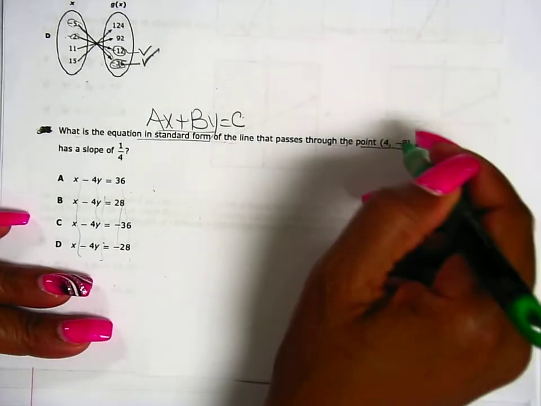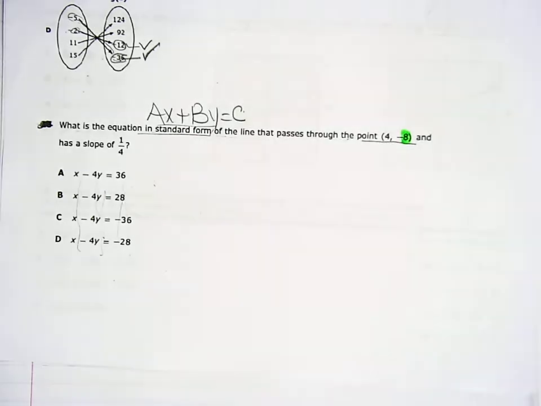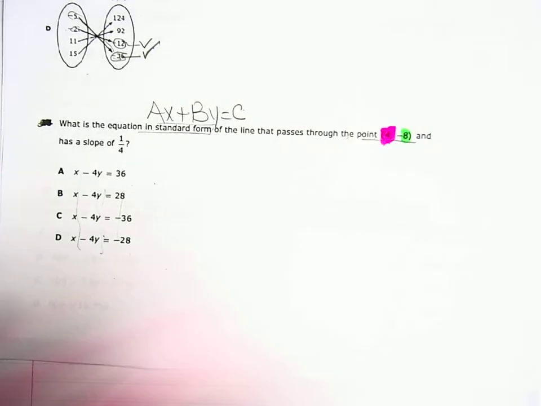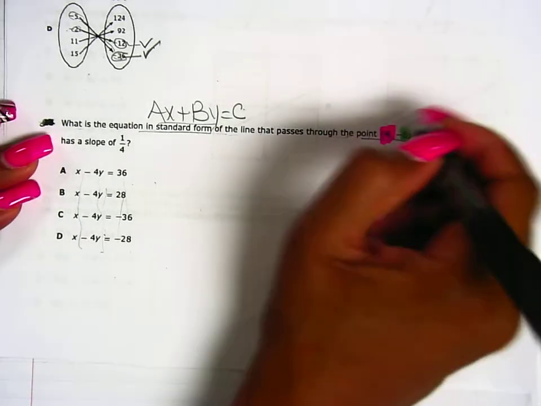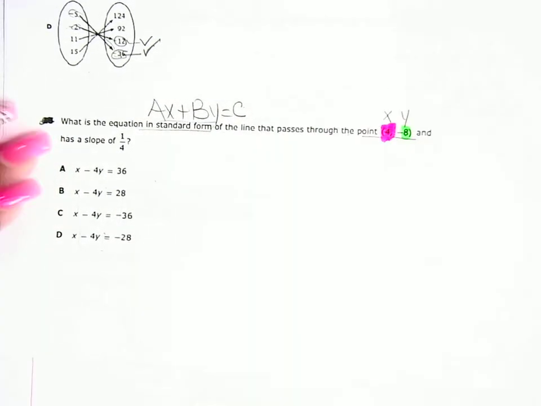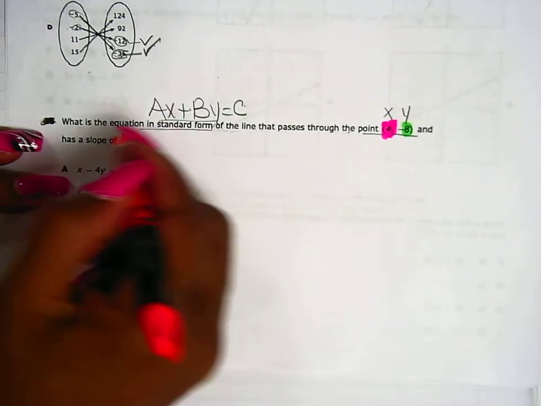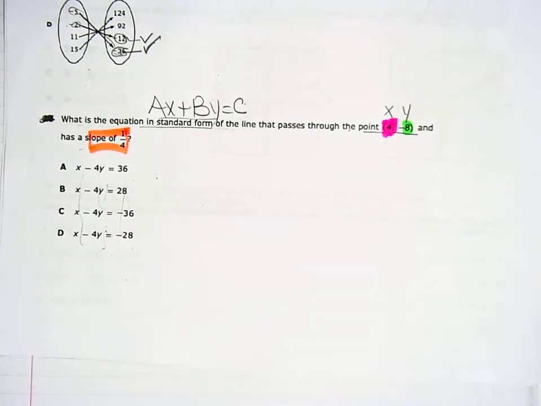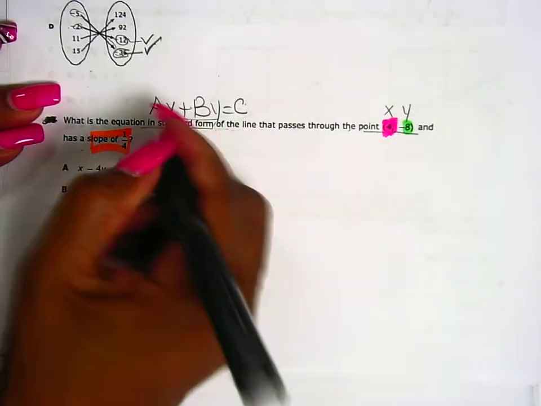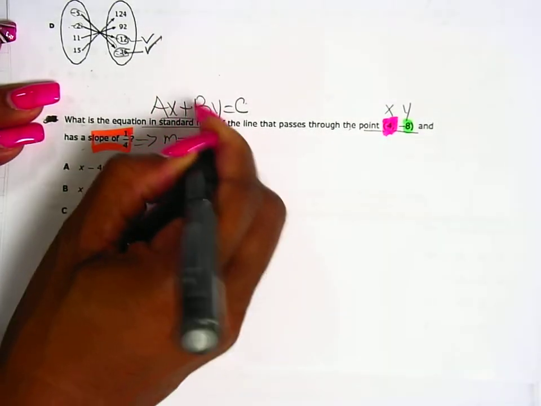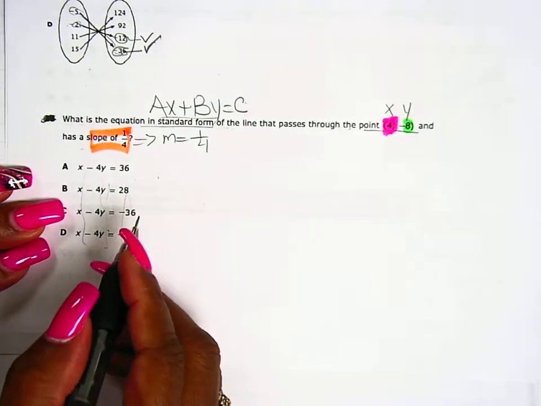So you probably say, what does that mean? That means they gave me a Y and they gave me an X. And the people who look at my videos and my students, you know why I do my X and my Y pink and green, from domain and range. And it says it has a slope of 1/4. So slope 1/4, I'm good with that. So M equals 1/4. This is not slope-intercept form.